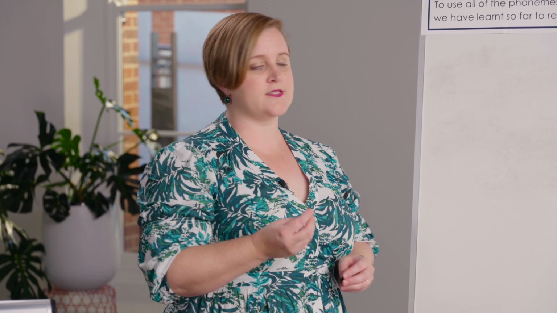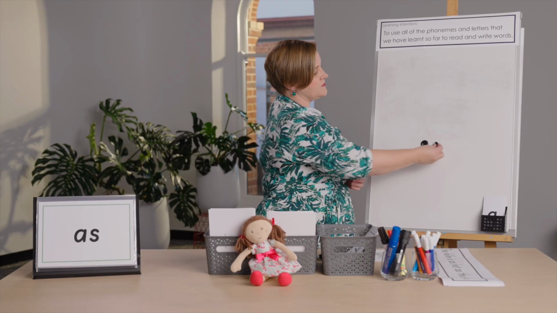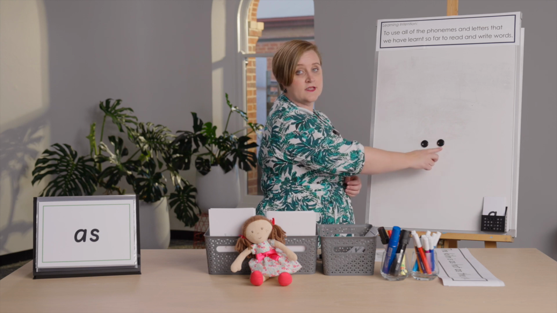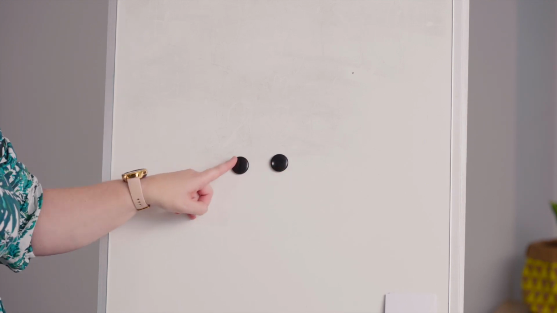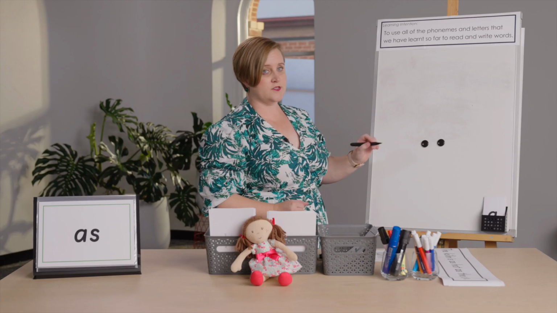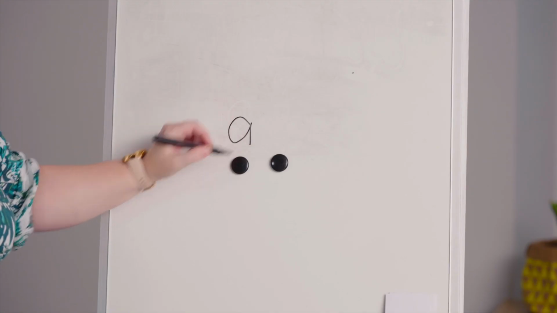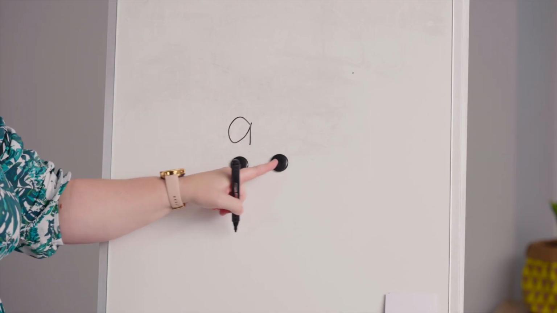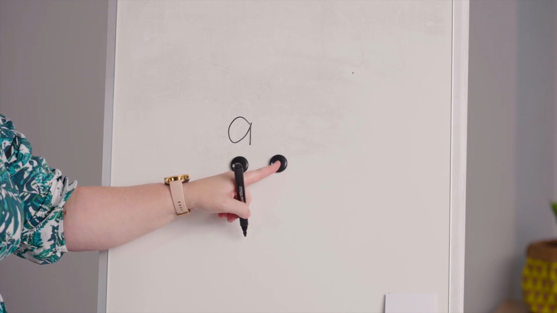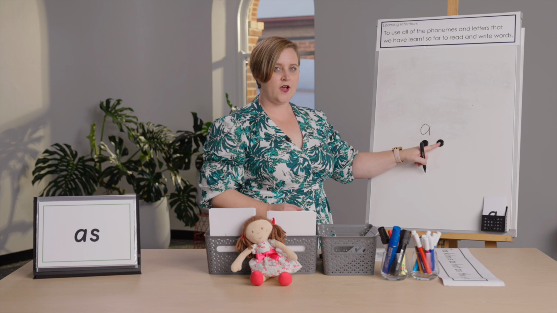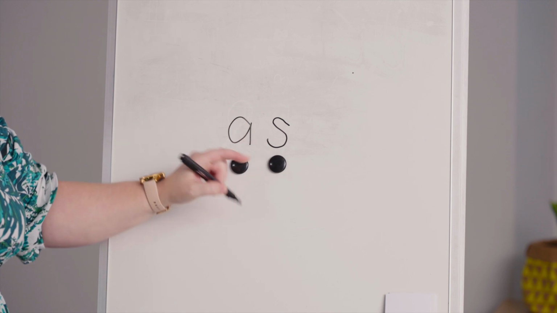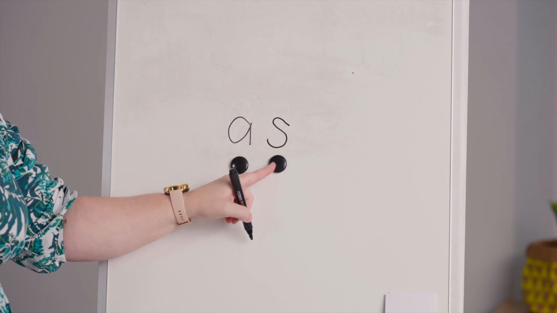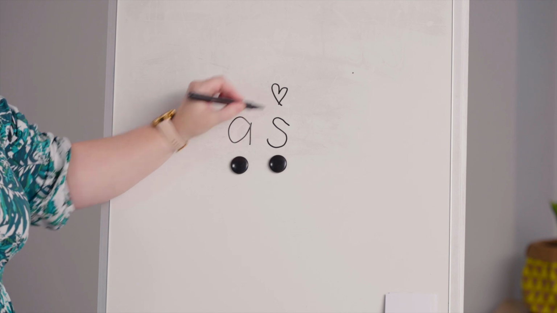Let's tap out those sounds in the word as. I'm using my magnets today. Az, as. What do you hear here, the first phoneme in as? Ah, that's right. We know how to write that. We use the letter A to spell ah. As. What do you hear here in as? Z. That's right. There is a z sound, but in this word, we use the letter S to represent the z sound. This is the part that we need to learn by heart.